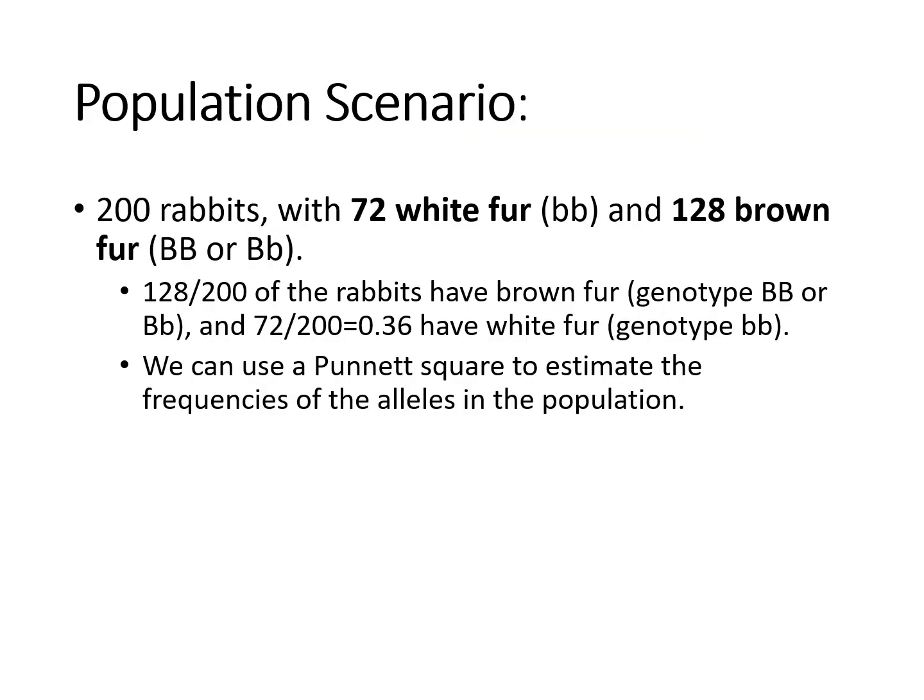Let's imagine we have a population of 200 rabbits. Out of those, 72 have white fur and 128 have brown fur. We know that white fur is a recessive trait, which means the genotype of the white rabbits must be b lowercase, b lowercase. So, 72 out of 200 rabbits, or 36% of the population, have the bb genotype.